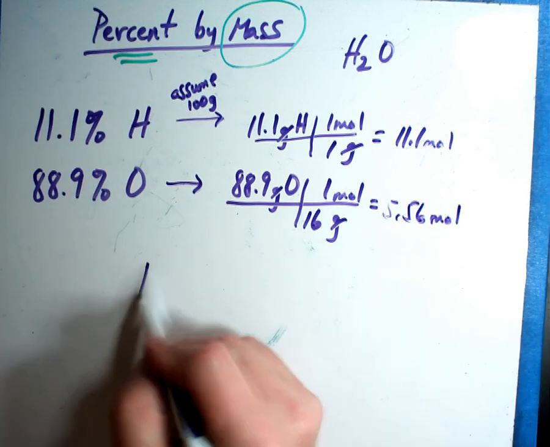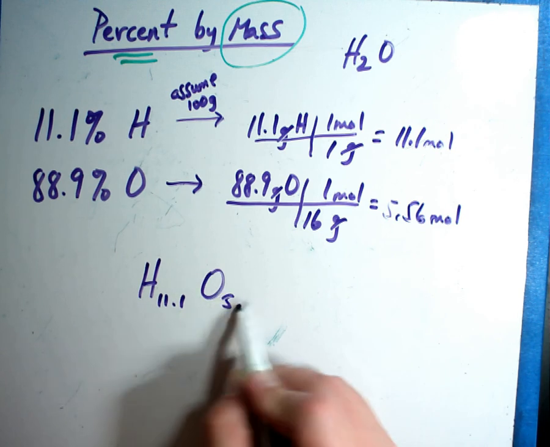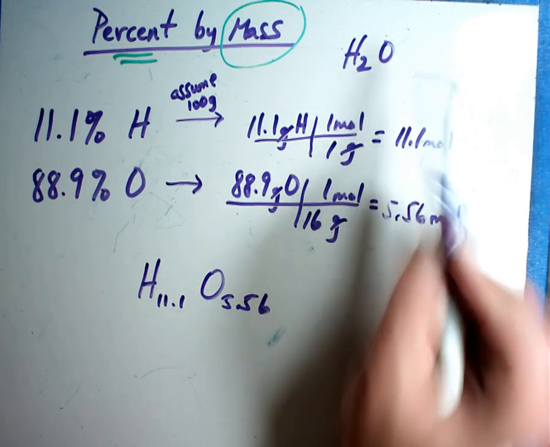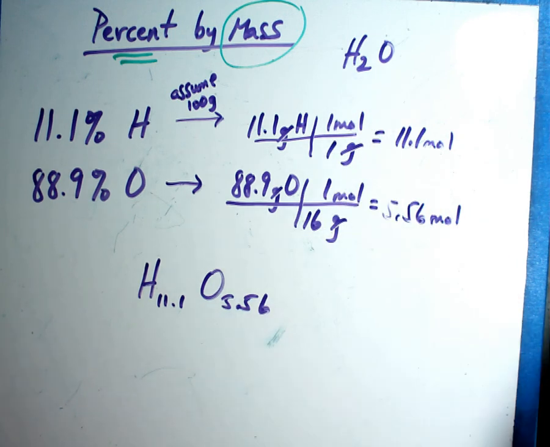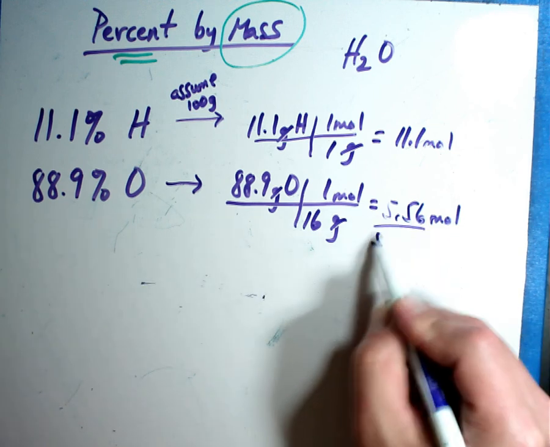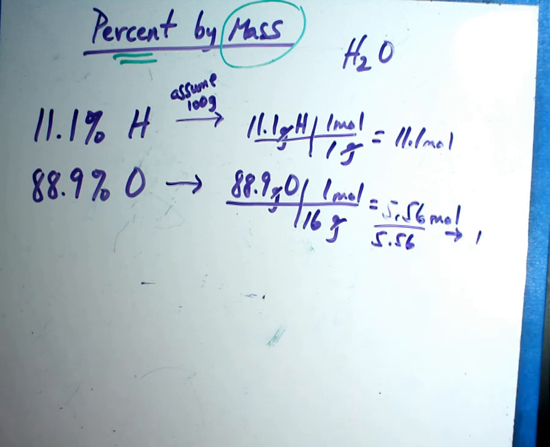Now, have you ever seen a formula that is H to the 11.1 and O to the 5.56? Well, I've never seen a formula like that. It's supposed to have whole numbers, like H2O or whatever numbers. So how do you get whole numbers? Well, you find the smallest number and divide everybody by that smallest number. That becomes a 1. So 5.56 divided by 5.56 is a 1.